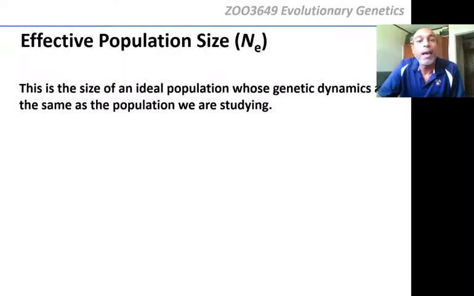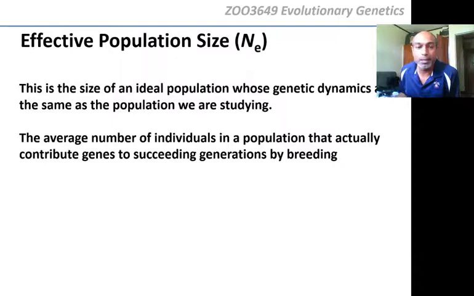And it's idealized, why? So that we can determine the effect of genetic drift and not any of the other forces of evolution. That's why we have a Wright-Fisher population. And the effective population size stems from a Wright-Fisher population. In fact, Wright figured out that the effective population size was a property of his Wright-Fisher population. Okay. Another way of defining NE is the average number of individuals in a population that actually breed, okay? That actually breed successfully and pass their genes on to the next population.